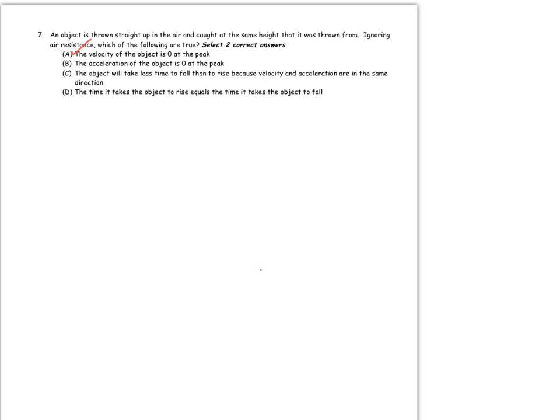Acceleration of the object at the peak is 0. We know that it's 9.8 no matter what. The object will take less time to fall than to rise because velocity and acceleration are the same direction. That is also not true. It's a symmetrical launch. And then D, the time it takes the object to rise equals the time it takes to fall. So that one is also true. So the answers are A and D. Both of those statements are correct.